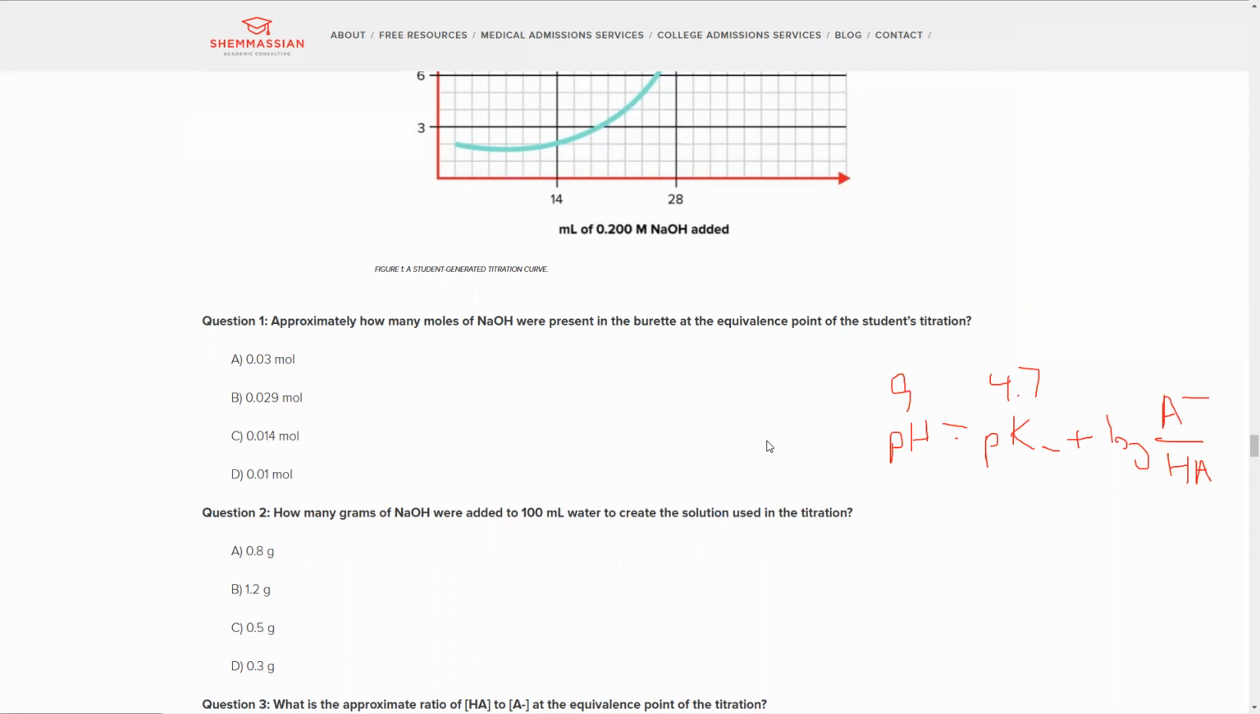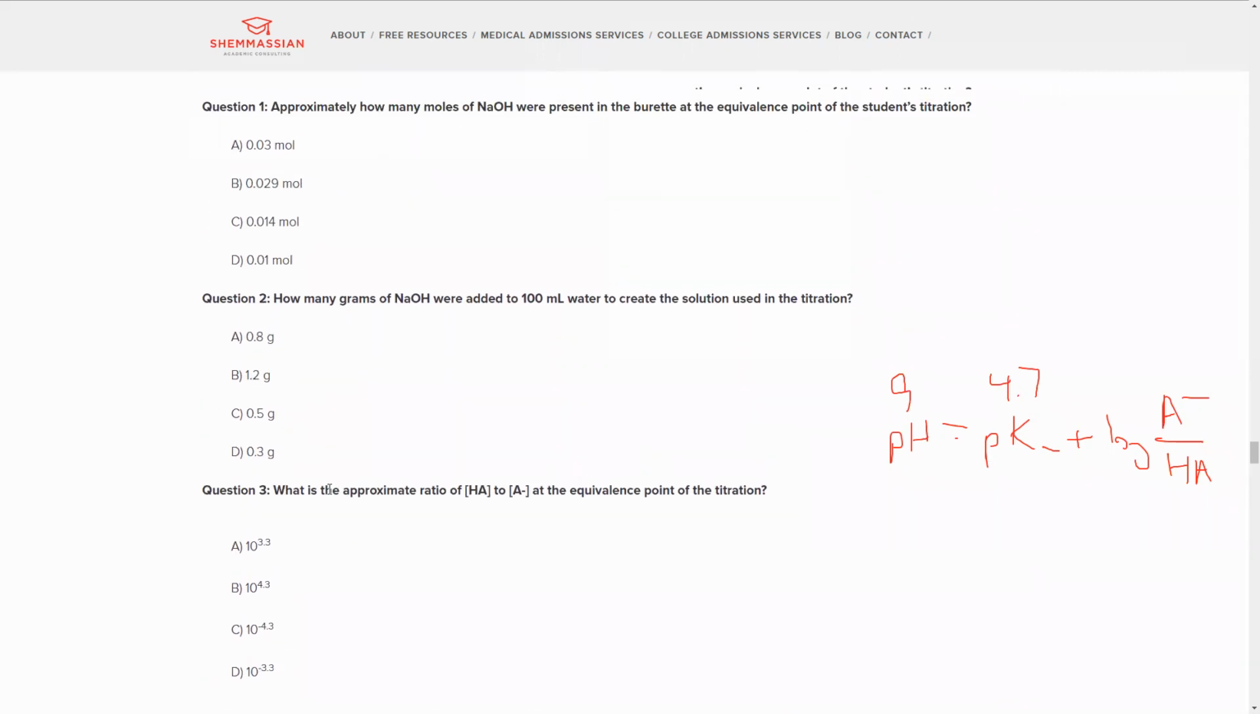All right. And so we want to isolate what we want on one side, right? The ratio. So I can just move pKa to the left side, subtracting from both sides. So 9 minus 4.7 is going to give me 4.3, right? 4.3 is equal to log A minus over HA. Is this set up correctly to get what I want?